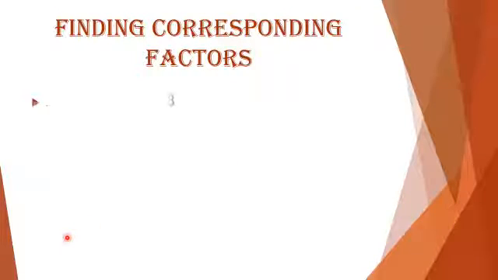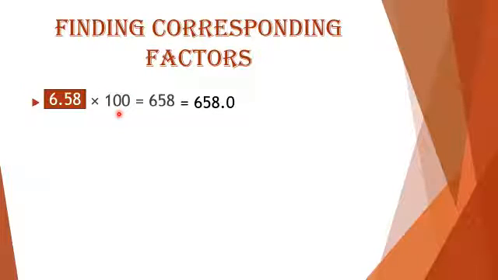Finding corresponding factors. What number times 100 is equal to 658? 658 in reality is equal to 658.0 since any whole number is a decimal number. The decimal point in the answer here has been moved 2 places to the right since we are multiplying by 100. So to move backward and know the missing number, I have to move the decimal point backward to the left 2 places, 1, 2, since we have here 100, and the answer will be equal to 6.58.